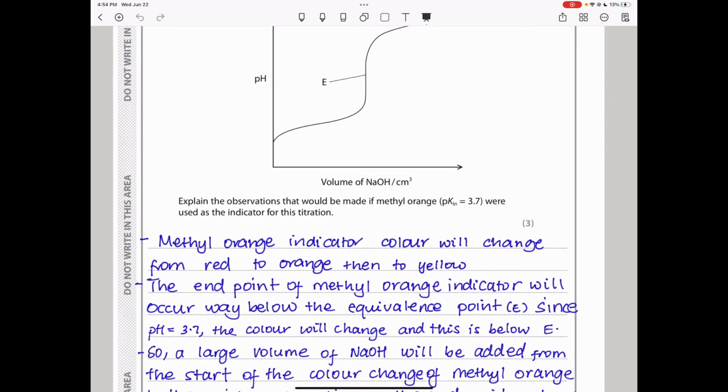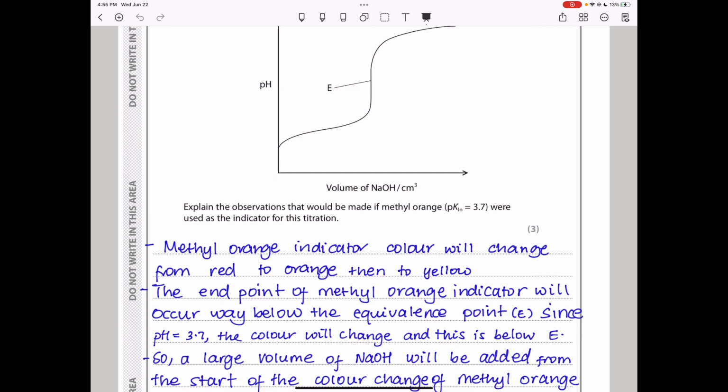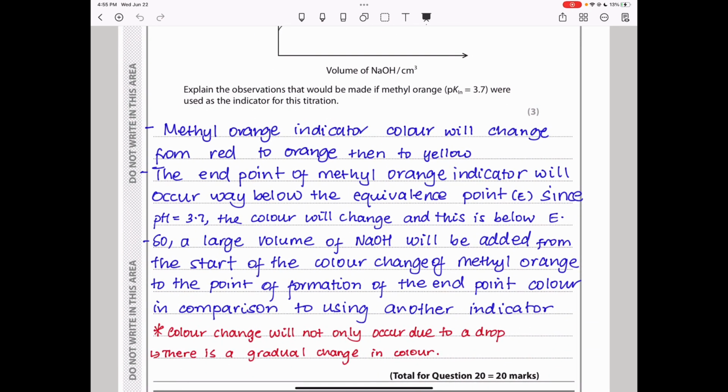in comparison to using another indicator. Basically, if we use an indicator that is suitable, we're going to add a little amount and see a drastic change in pH, in comparison to if we use an indicator whose pKin is way below the equivalence point. It means after the endpoint, we have to add a larger volume in order to see the significant color change. So here they say a larger volume of sodium hydroxide will be added from the start of the color change for the endpoint to be seen. Or you would say the transition would be longer if the pKin was below the equivalence point.